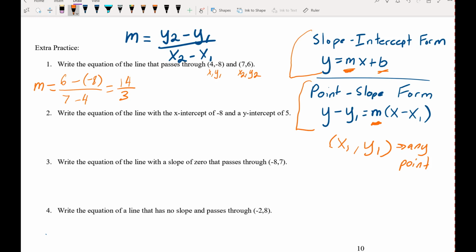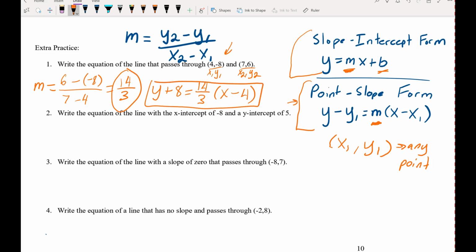So I now have the slope, and I have 2 points on the line. I don't know what the y-intercept is, so it might be easier just to plug into point-slope form. Now remember, you could use any point for point-slope form, so I'm going to pick that (4, -8). So y minus a negative 8 becomes plus 8 equals m, which is my slope of 14 over 3, times x minus 4.